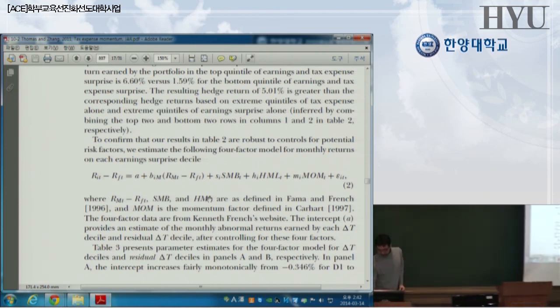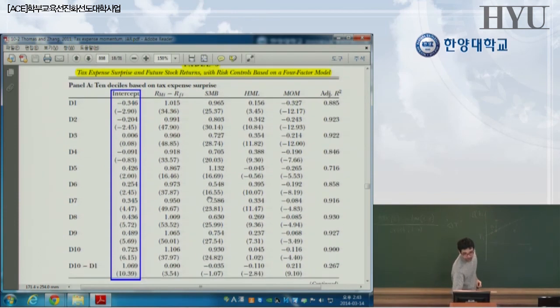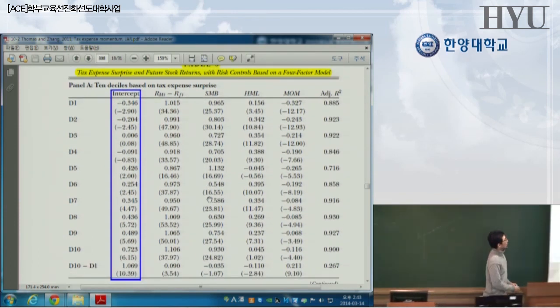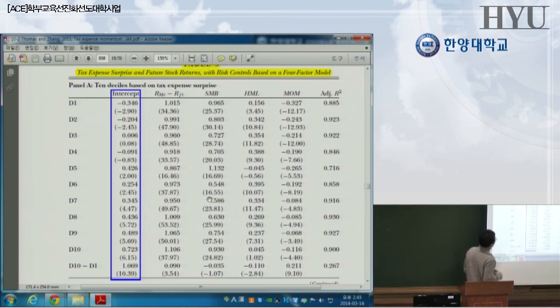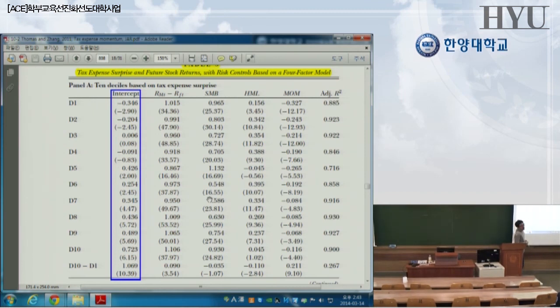여러분들 그렇게 계산했어. 했더니 짠. 인터셉트 부분이 알파고 여기에 남은 이게 코이피션트. 봤더니 이 알파 부분이 D1은 낮고 D10은 쭉 높아져. 그래서 퓨어 머니가 텍스 서프라이즈가 크면 클수록 높아지더라. 게다가 D10에서 D1을 뺀 롱숏 포트폴리오를 했더니 이것도 시그니피컨트 하더라.